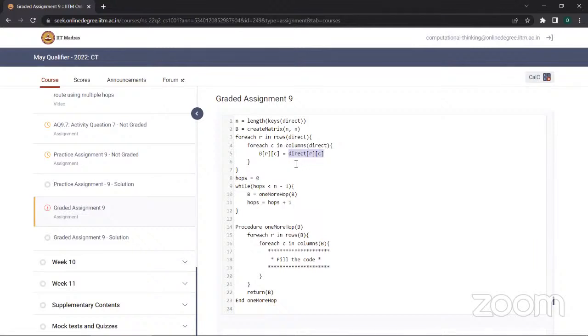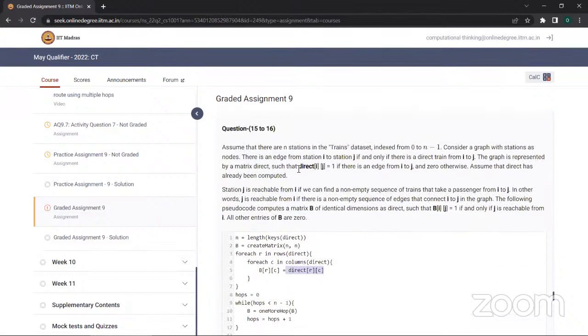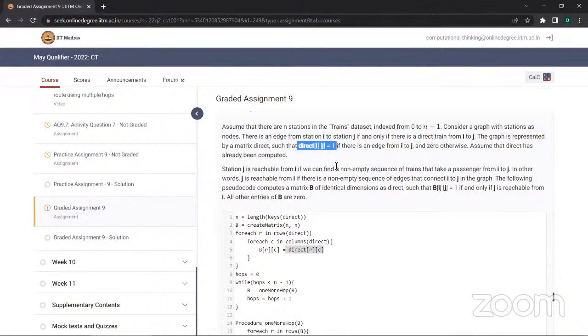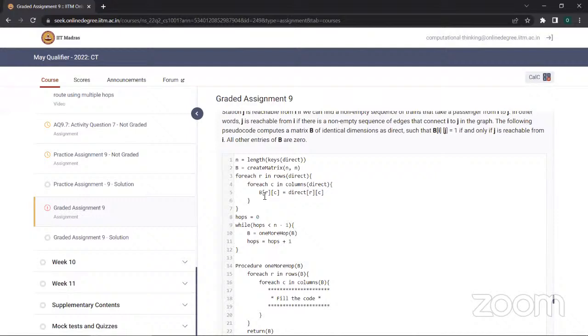Don't go by that exact dictionary that I was explaining. I will just explain with that example. R and C are two stations. If there is a train from R to C, that means direct of RC will be 1 as per what is given over here. It will be 1, right? And if that is the case, you make BRC also 1.